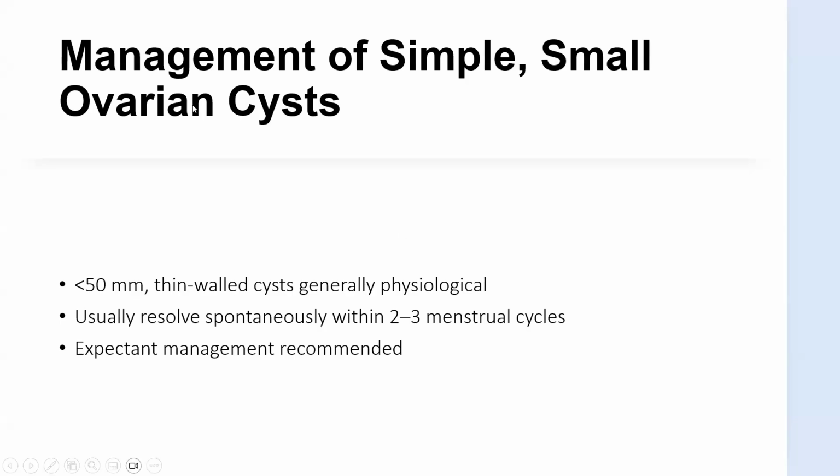And how to manage simple small ovarian cysts. If the cysts are less than 50 millimeter, which means less than 5 centimeter, and thin walled, these cysts are generally physiological cysts, which are normally formed during the period of the menstrual cycle. And they usually resolve spontaneously within 2 to 3 menstrual cycles. So expectant management is recommended for these cysts if these are simple cysts.